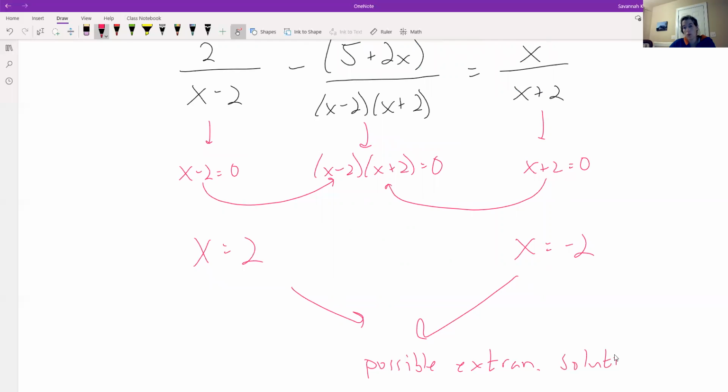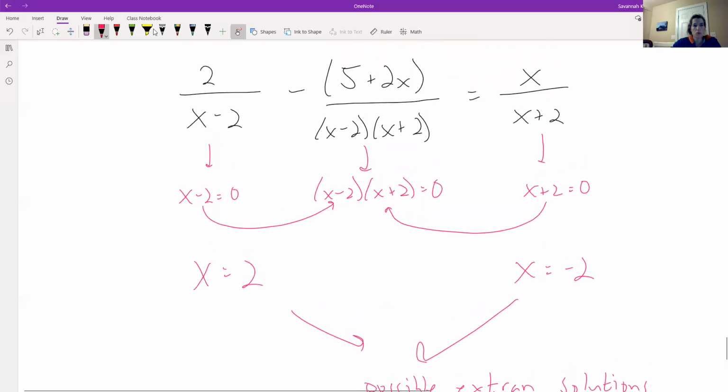Or you could do it the other way. You could just go ahead and put the middle equal to 0 and not set the first and the third denominators equal to 0 because they're already covered by that middle. So one way or the other, the possible extraneous solutions, plus or minus 2, that's what we have to look for.